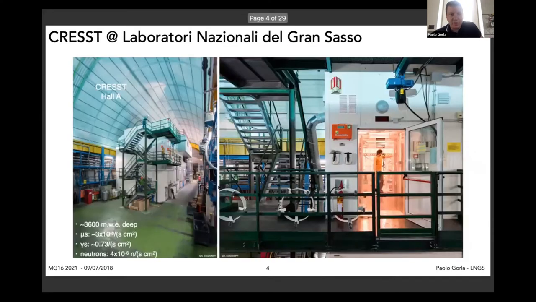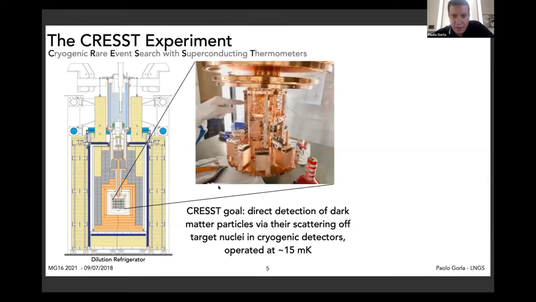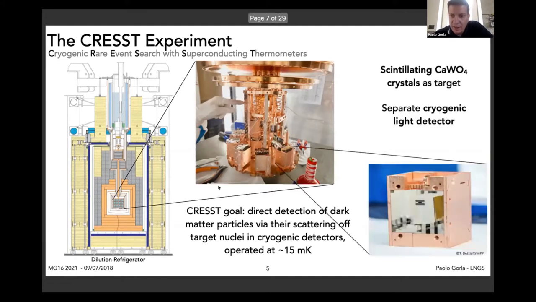This is the installation of CREST in Hall A of the Laboratori del Gran Sasso, the hut where the CREST cryostat is hosted. And this is how the experiment looked. The goal of CREST is direct detection of dark matter via scattering off nuclei in cryogenic detectors. So this is how one recent array looked during the installation phase. And this is the module of one of our detectors with the calcium tungstate crystals.